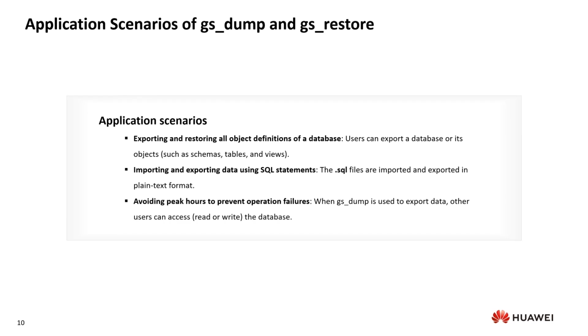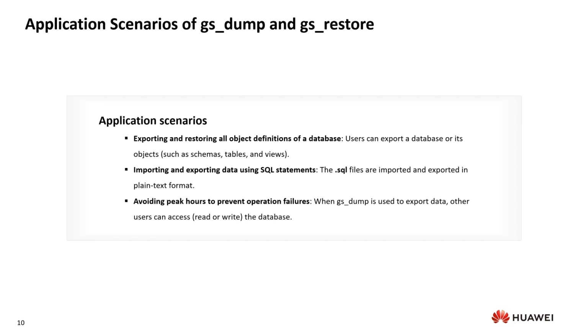And next, let's move to the part of gs_dump and gs_restore. The gs_dump or the gs_restore can be used to back up and restore objects and definitions of a database logically. We can choose to export a whole database or certain objects in it. The objects include schemas, tables, views, and so on. The gs_dump or gs_restore can also be used to import and export in plain text format.